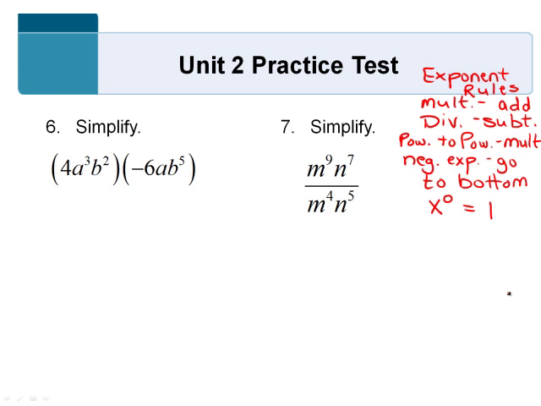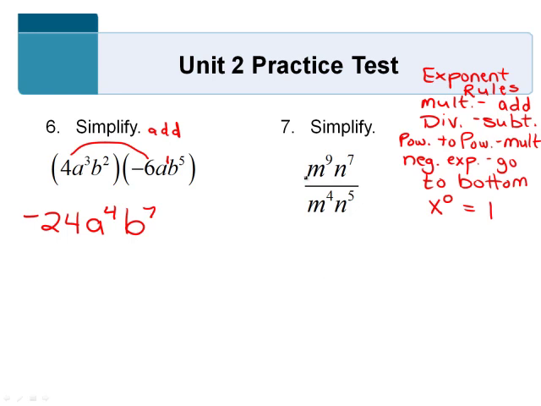All right, so look at number 6. This is a multiplication problem. So the first thing you do is you go ahead and you multiply the coefficients, the big numbers. 4 times negative 6 is negative 24. But since it's multiplication, we're going to add the exponents. Okay, so a we've got to the third, and over here we have like a little 1. So that's going to be a to the 4th. And then add the b's. 2 plus 5 would be b to the 7th. And that's the answer there.